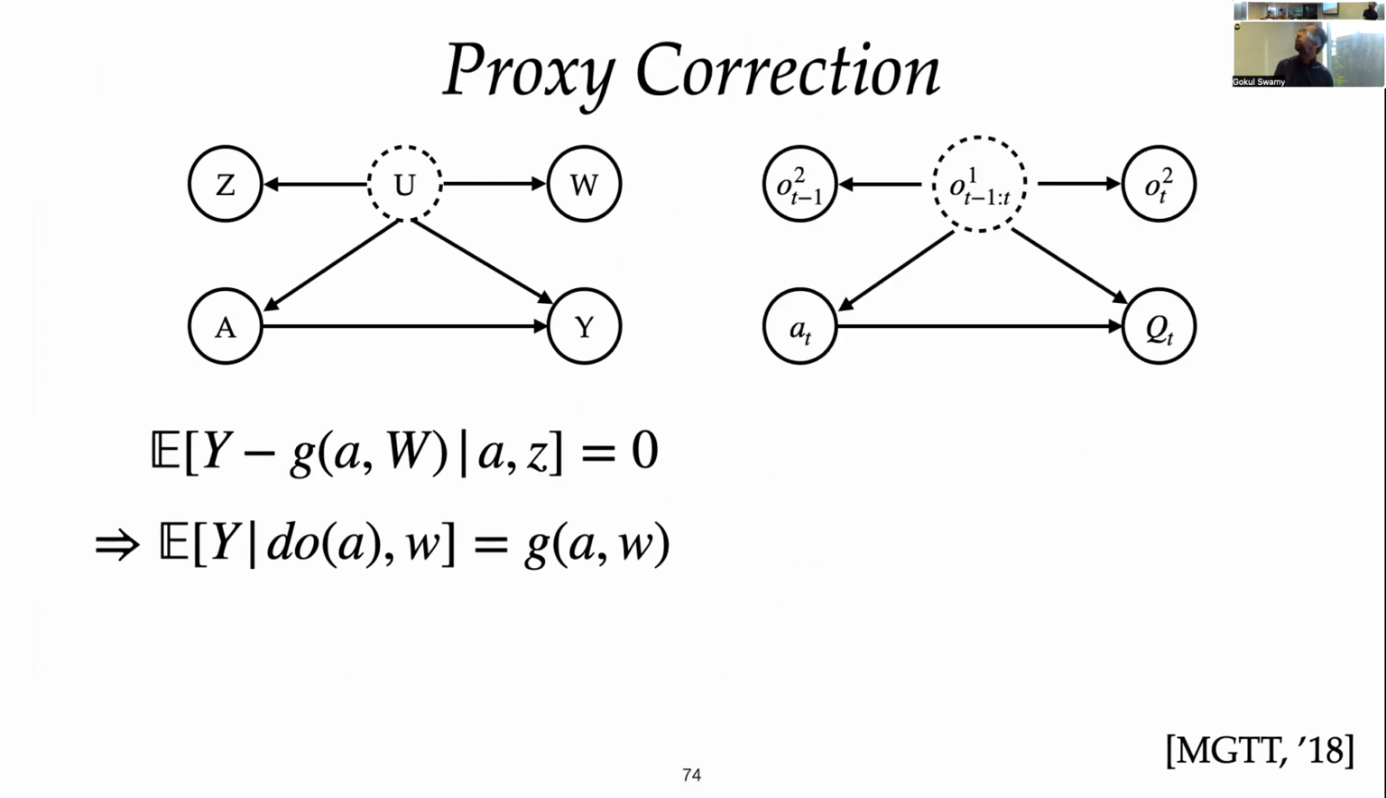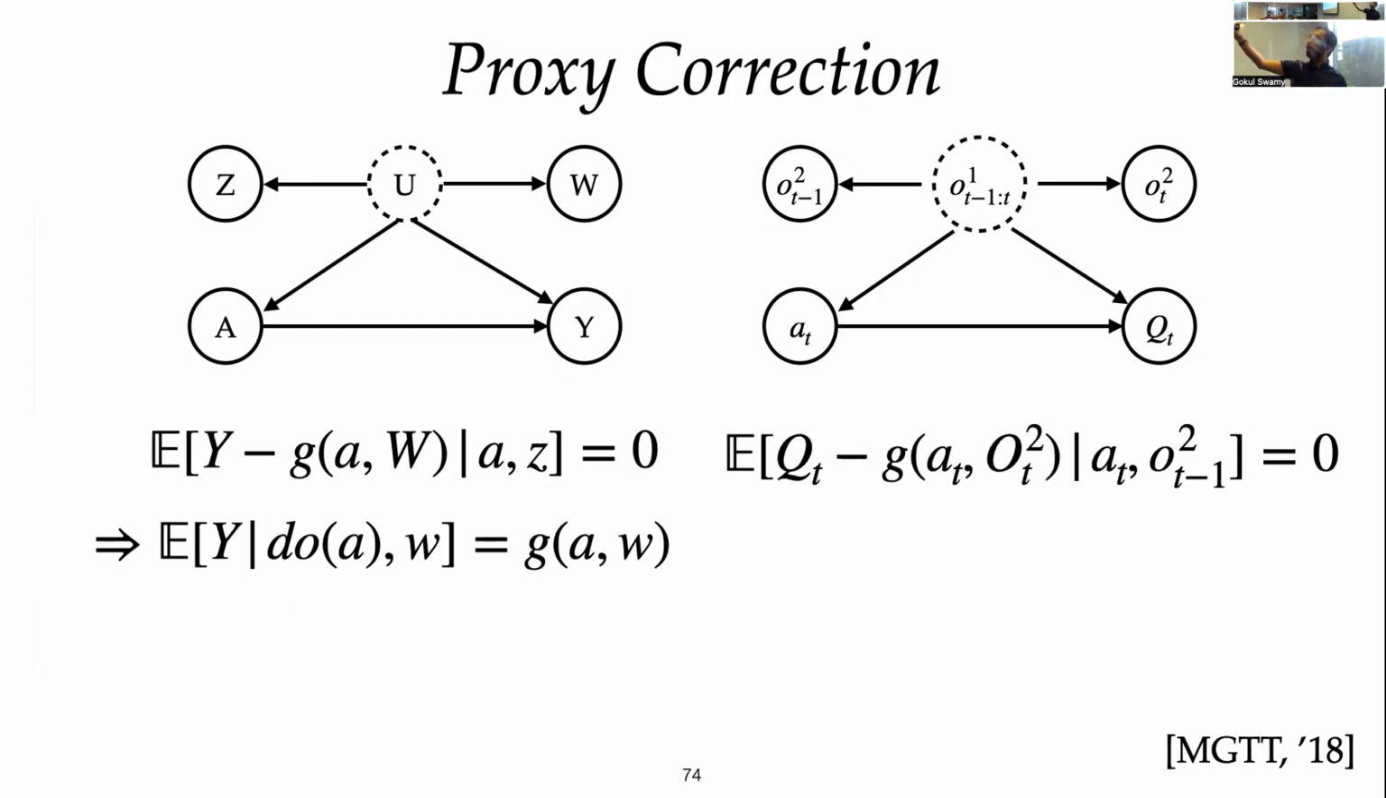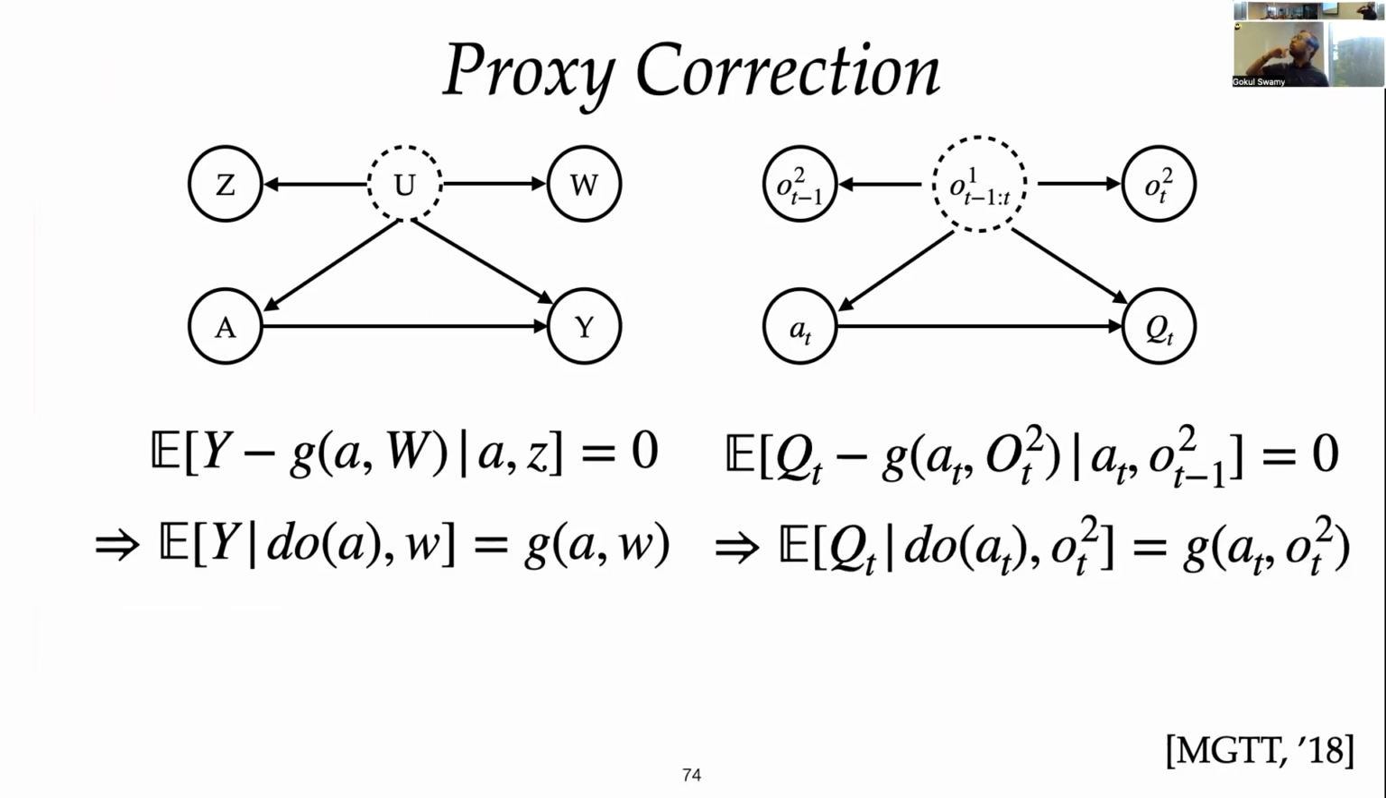For our problem, the confounder here is the observation we don't see. Our proxies Z and W are the past and current observation, and we're trying to estimate the effect of the action on the discounted sum of future ones. So what this means is if we can find a function G that satisfies this expression, we're then able to just use it to estimate the causal effect. So it is the Q function.